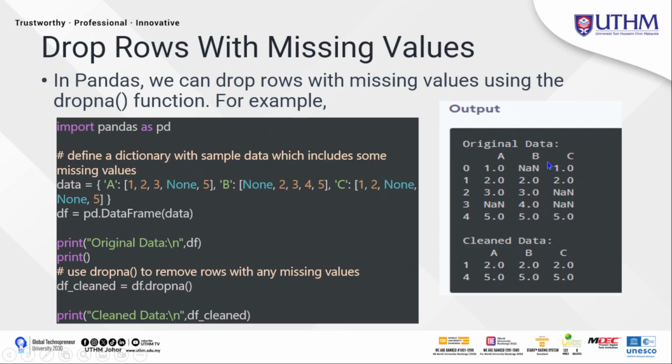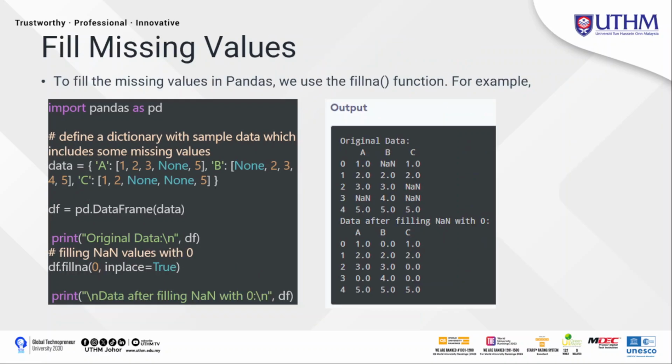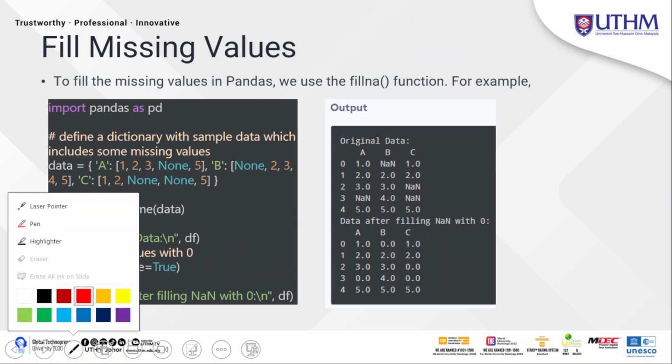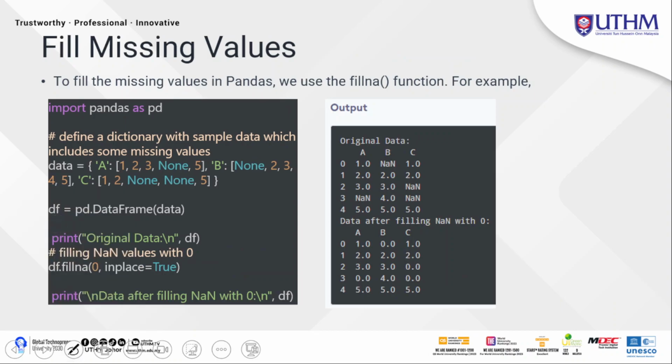So we are done with dropping the missing values. We'll continue with filling in the missing values. We already have some missing values in our table. So we're going to fill up those missing values. How are we going to fill up the missing values? We use a method called the fillna function.